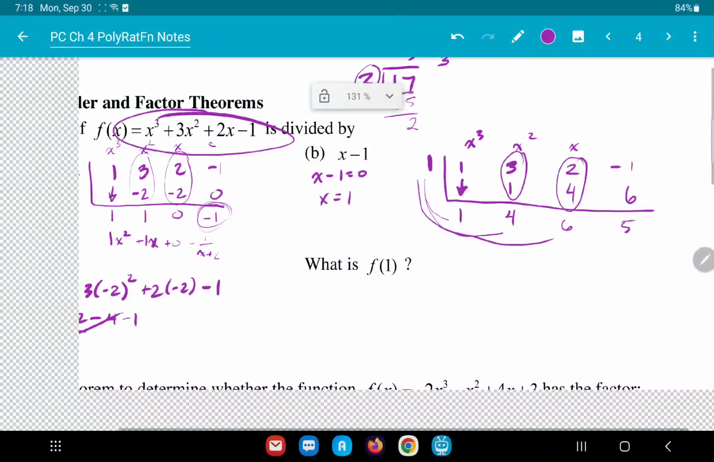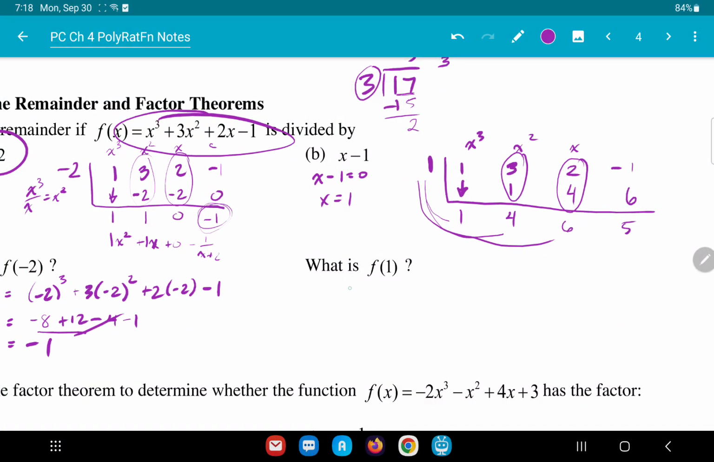Again, let's do the evaluated number, f of 1. So if I plug in 1, f of 1 is 1 cubed plus 3 times 1 squared plus 2 times 1 minus 1. When all is said and done, let's see what this simplifies to. 1 plus 3 is 4, and plus 2 is 6, minus 1 is 5.